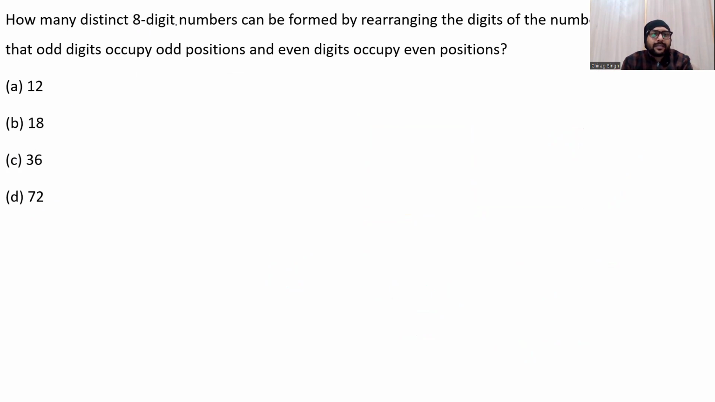How many distinct 8-digit numbers can be formed by rearranging the digits of the number 1, 1, 2, 2, 3, 3, 4, 4, such that odd digits occupy odd positions and even digits occupy even positions? Solve this, you have to do the question yourselves. Understand the 8 positions by thinking of them as alphabets. Okay, just one hint.